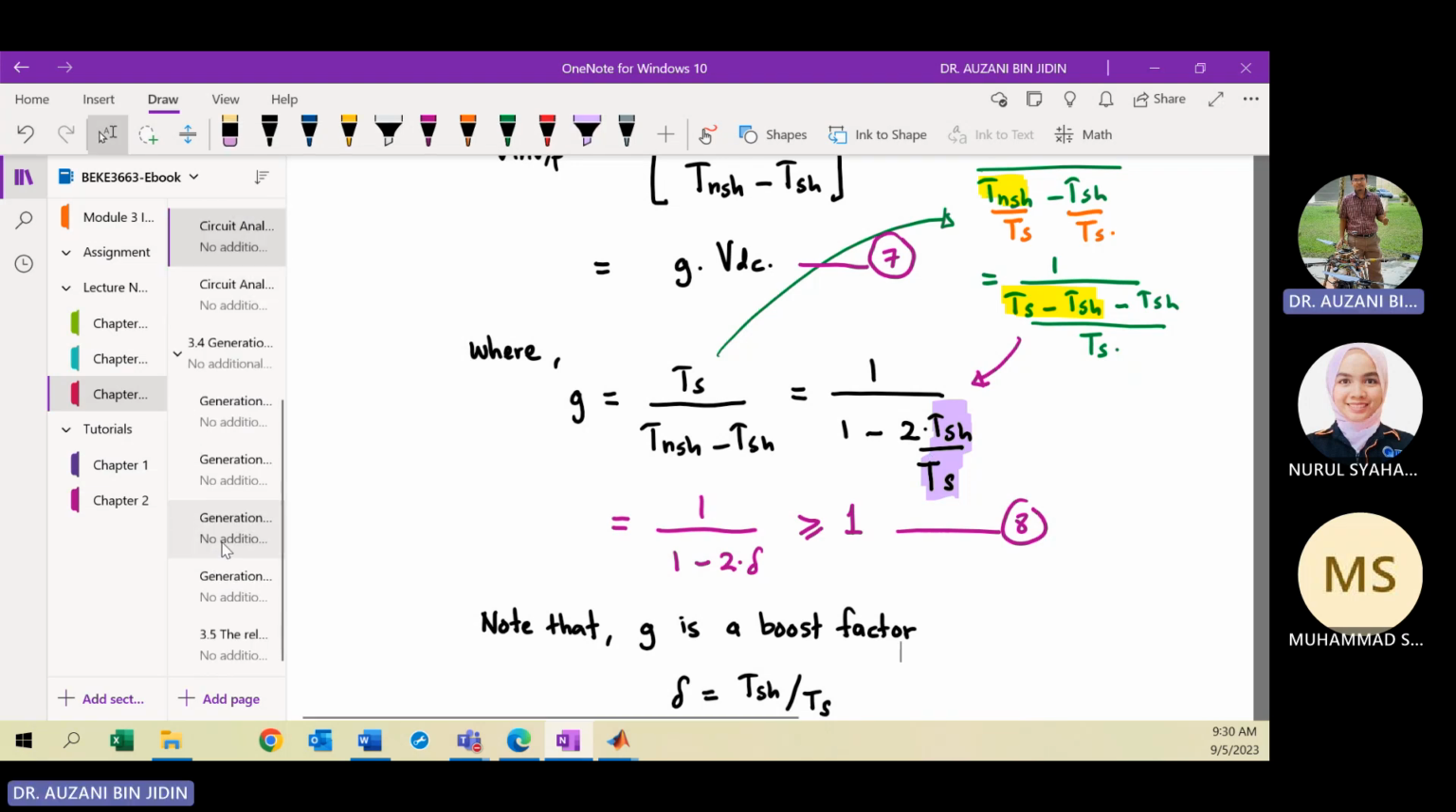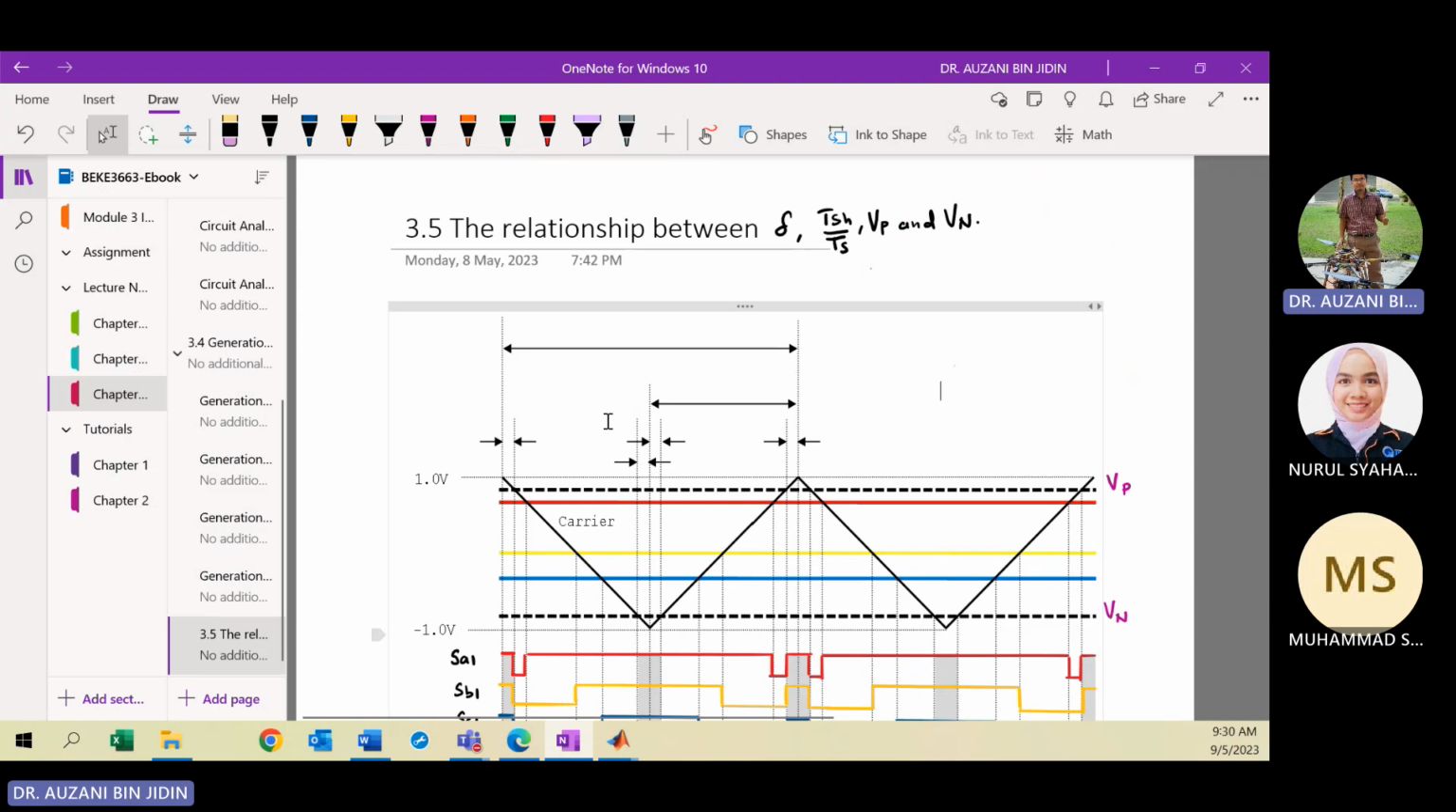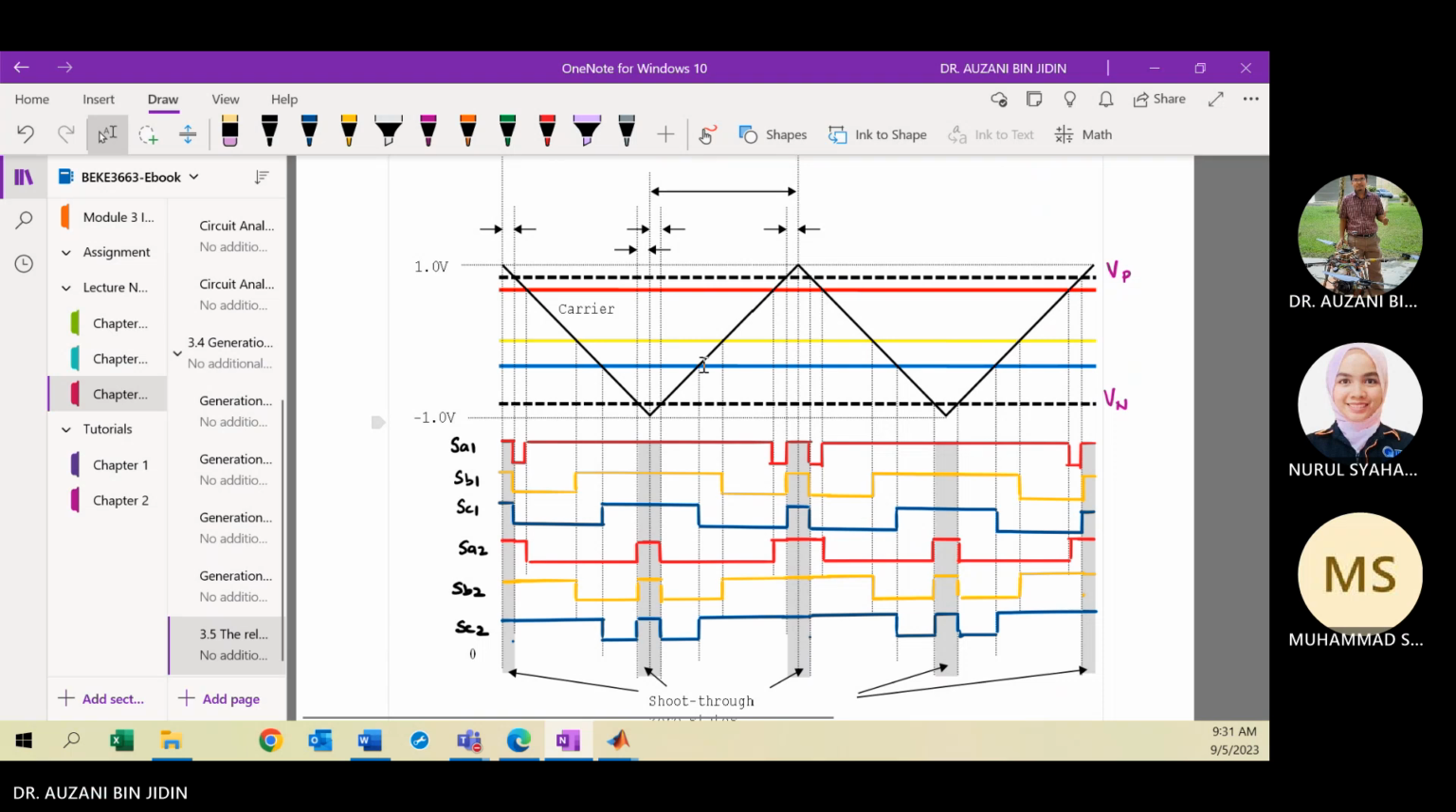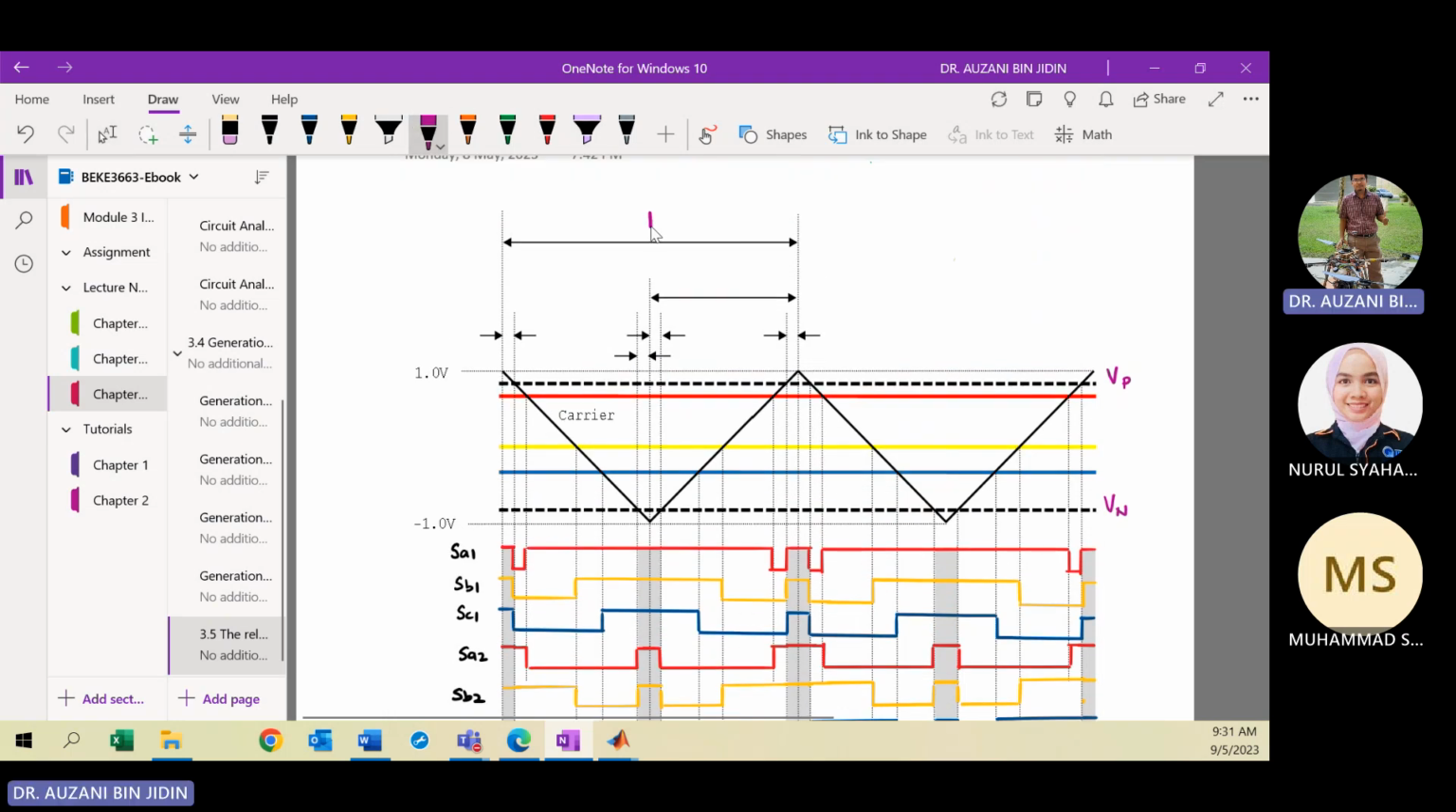Okay, so for this case, we have to analyze this section. Look at the relationship between the delta, the ratio period, Vp and Vn. We have drawn the switching state waveform here. Let's focus on only one switching period. The switching period here is TS, from peak to peak of the triangular. So this time is the switching period or sample period, TS. Remember your TS is the summation of the shoot through period plus the non-shoot through period.